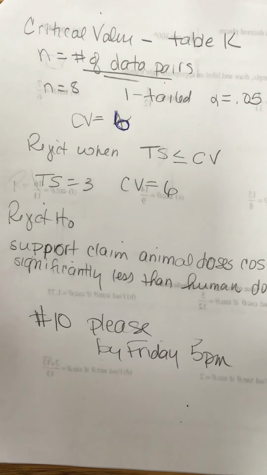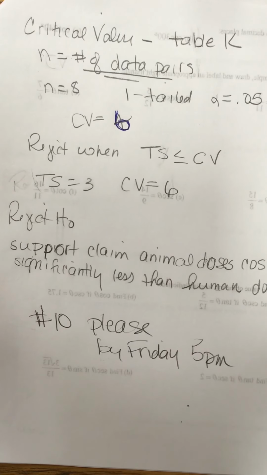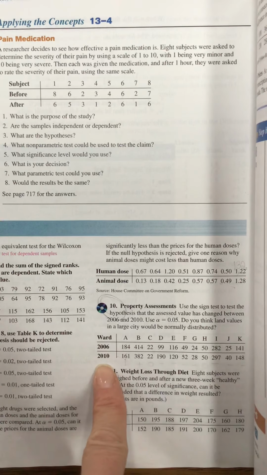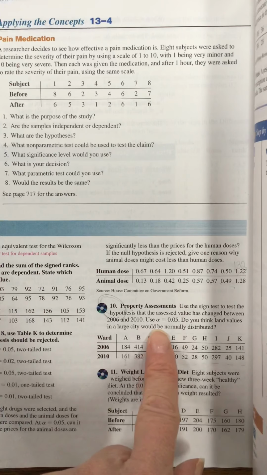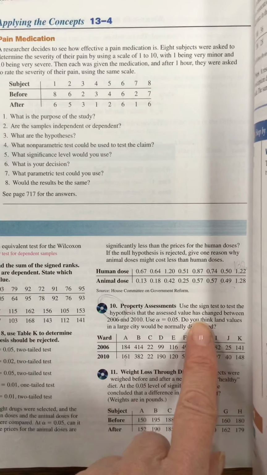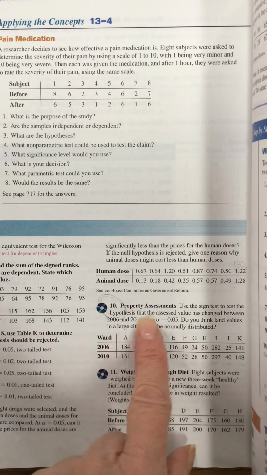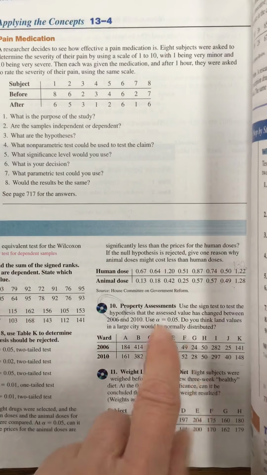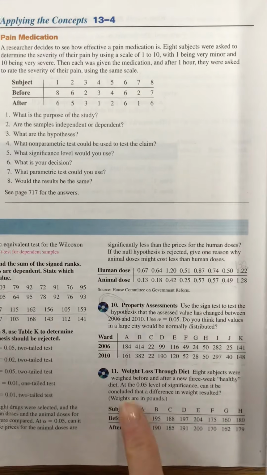And let me just show you one more time. We did the animal doses. I think I just lost my page, but I'm going to find it. Here it is. Got it. You're going to do the property assessments for the different wards for 2006 to 2019 and see if it looks like, don't worry about the normally distributed. I know this says use the sign test, but maybe we'll just do this one. 8.